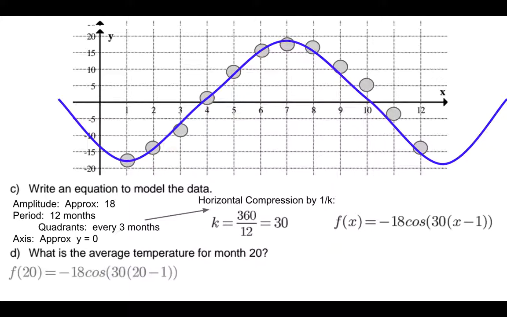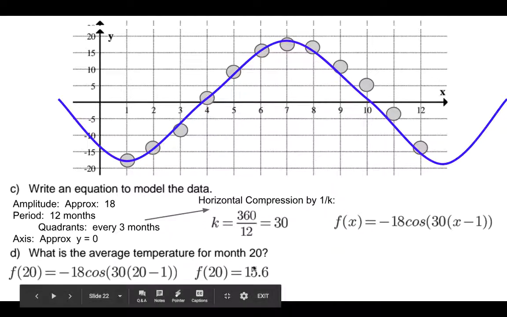If we plug in month 20, we can just sub in 20, and you'll see 15.6. And that should make sense. It's a 12-month period, so it should be around the same as month 8. So 8 would be here, around 15.6. You can see it makes sense. The reason why I say it's month 8 is because the period's 12, so every 12 before it and above it are going to be roughly around the same.